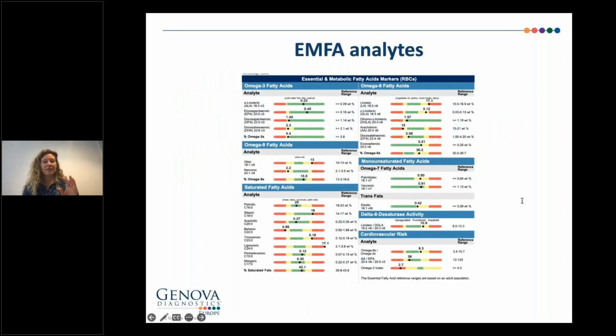So here is the main page of the panel. We can see here all of the analytes within their reference ranges. And you'll also note at the bottom right-hand corner of this page, you have some ratio biomarkers, which can give us insights into various things like cardiovascular risk, as well as the functioning of certain enzymes like the delta-6 desaturase enzyme, which I will of course go into later and why we do that.